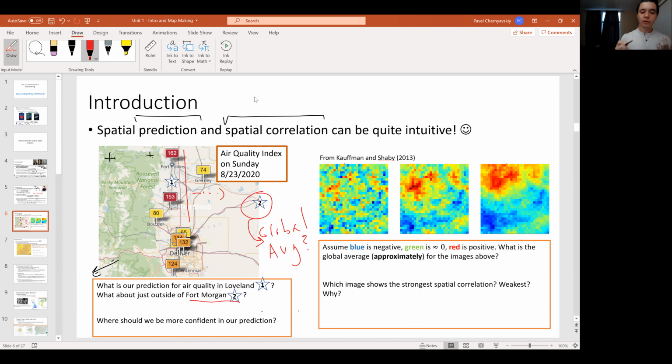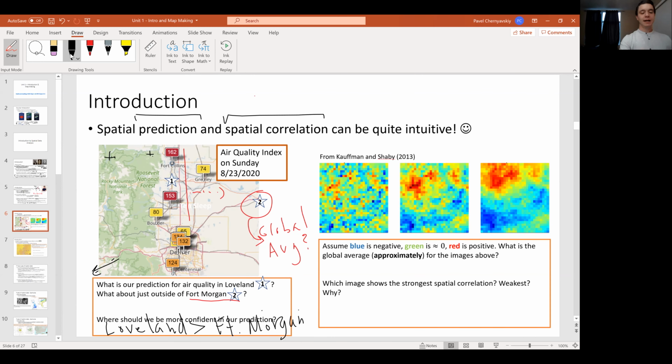So then the question is, where should we be more confident in our prediction? I hope that intuitively you would agree that you would be more confident in Loveland than outside of Fort Morgan, because you are more near to your observed values. Because you're more near to observed values, there's less of a reason to think that you're wrong about your prediction in Loveland. Who knows what's happening in Fort Morgan?